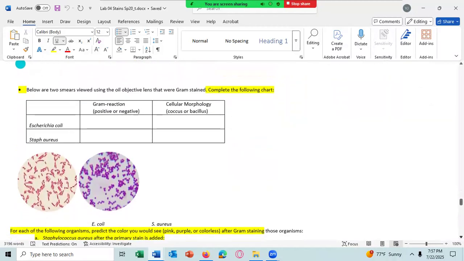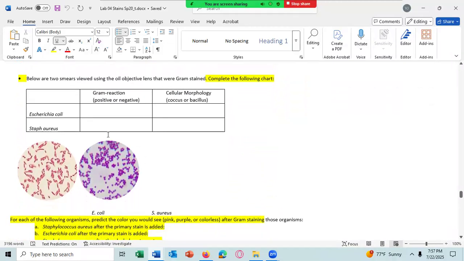And then complete the table. So the gram reaction of E. coli, state whether it's gram-positive or gram-negative right here. And the cell morphology, state whether the cells are a coccus or a bacillus. For Staphylococcus aureus, the gram reaction stated here, and then state the cellular morphology here.